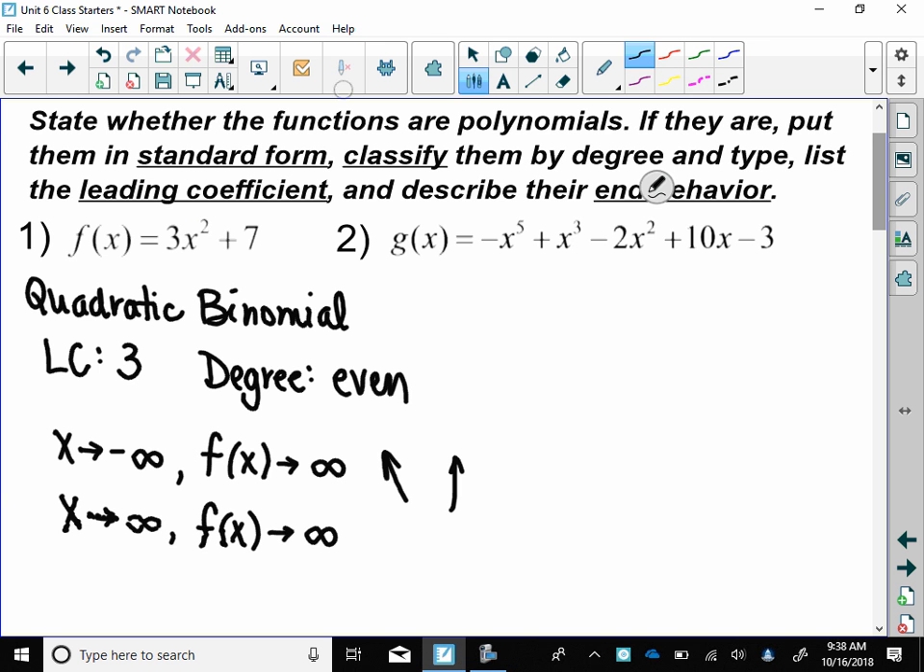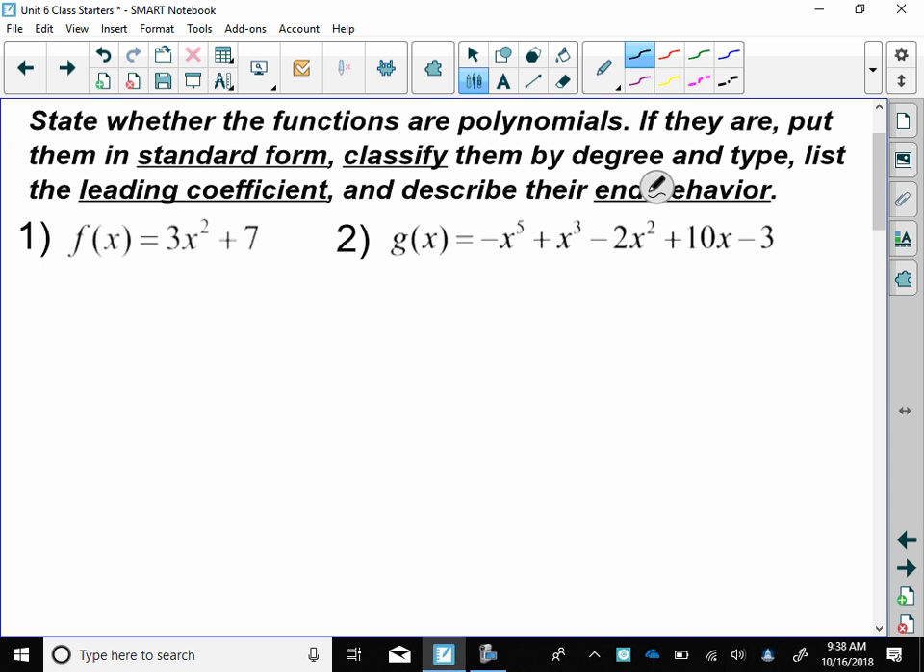All right, number 2, we're going to do the same thing. It's already written in standard form for you. So what is the biggest exponent, the degree? It's 5. And then how many terms does it have? It has 5. So we're going to call it a quintic polynomial of 5 terms.